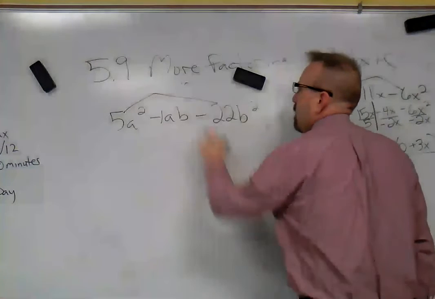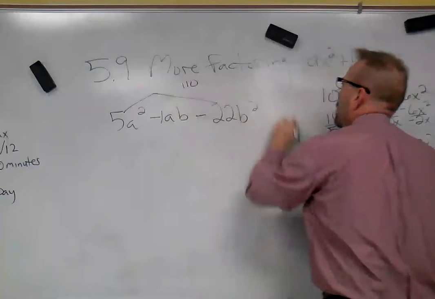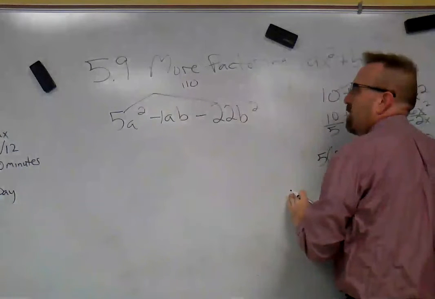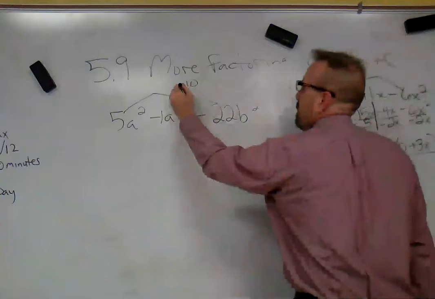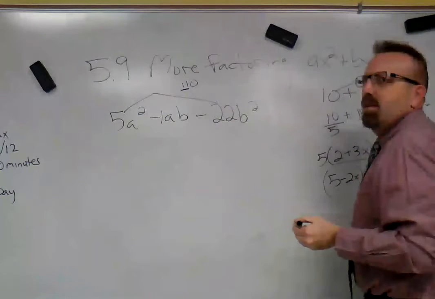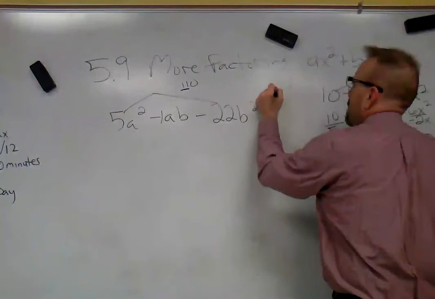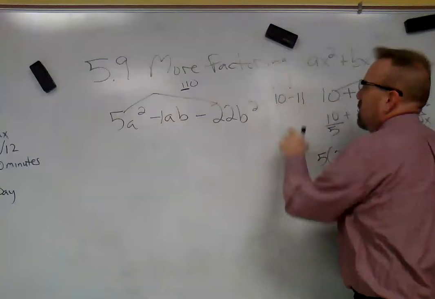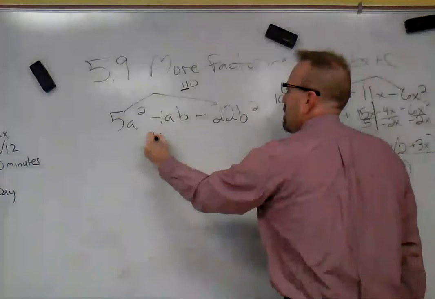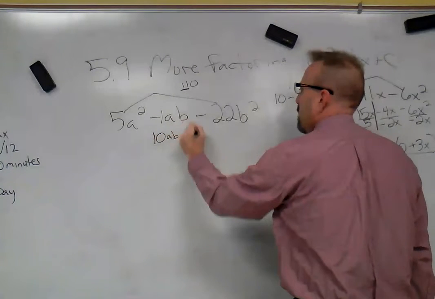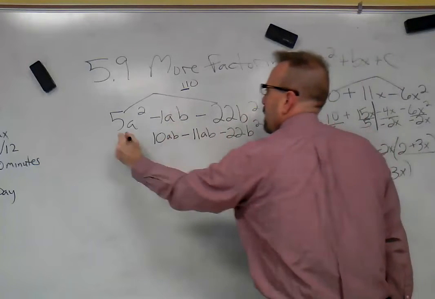So first step, 5 times 22, 110. Again, we could write out every single pair. Does anybody know what it might be? I'm going to give you this tip: 11. What's 11 times what is 110? 10. So now what's 10 minus 11? Negative 1. So we need 10ab minus 11ab. 10 minus 11 is negative 1.